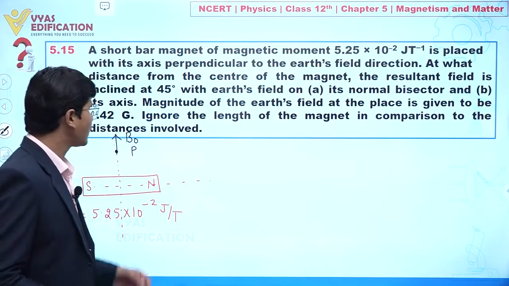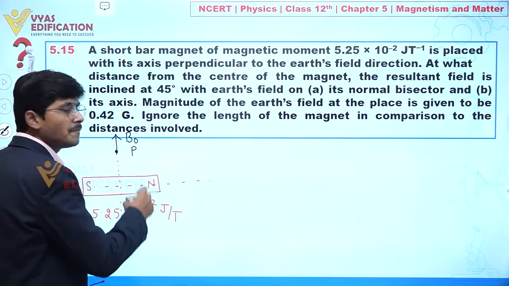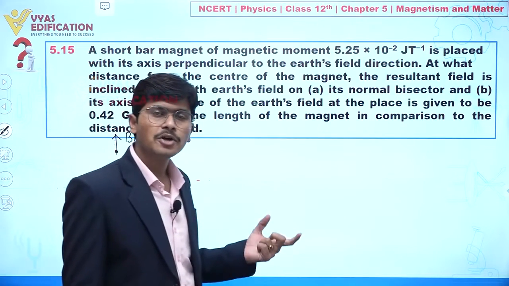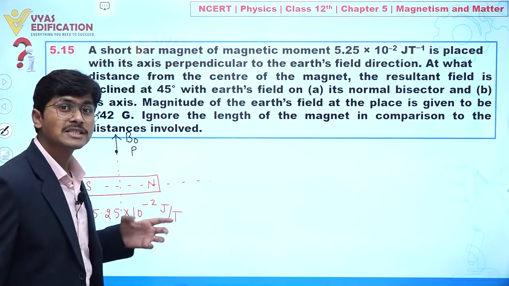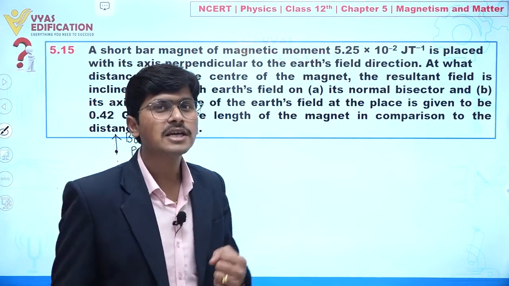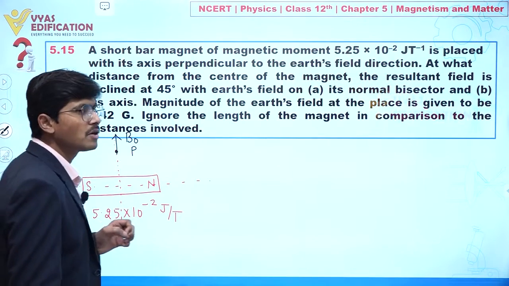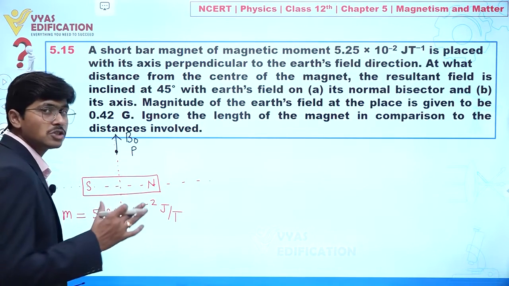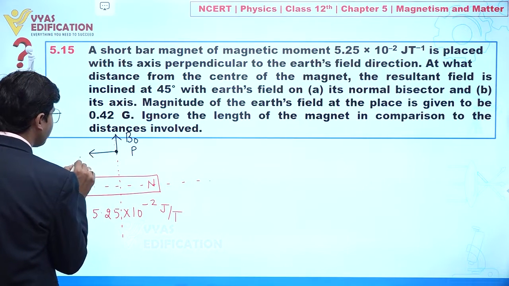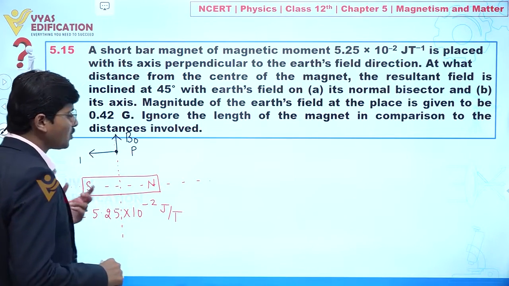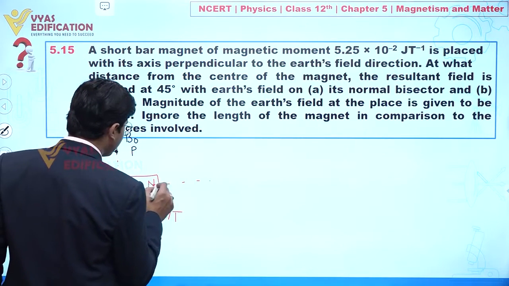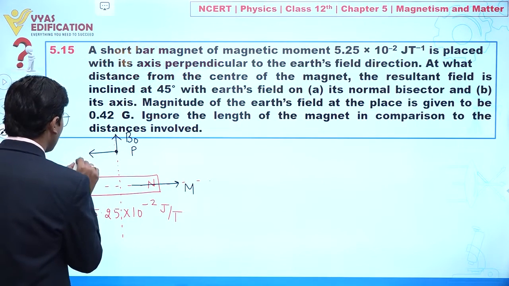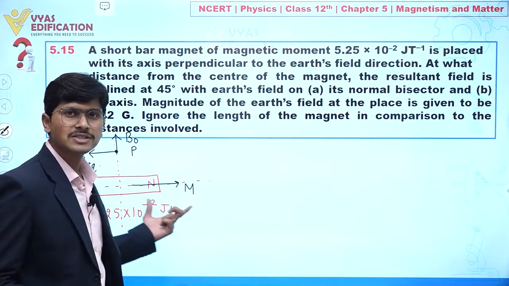It is given in the question that the direction of the earth's magnetic field is perpendicular to the axis of the bar magnet, clear? Now we know very well, whenever we are talking about any point P that is perpendicular to this axis, it means this is an equatorial position, yes or no? So when this is an equatorial position, the direction of the net magnetic field due to this dipole, or we can say due to this short bar magnet, will be in this direction, yes or no? Because we know the direction of the magnetic moment. The direction of the magnetic moment is in this direction, yes or no? But we can see here the direction of this B equatorial is just opposite to this one, clear to everyone?